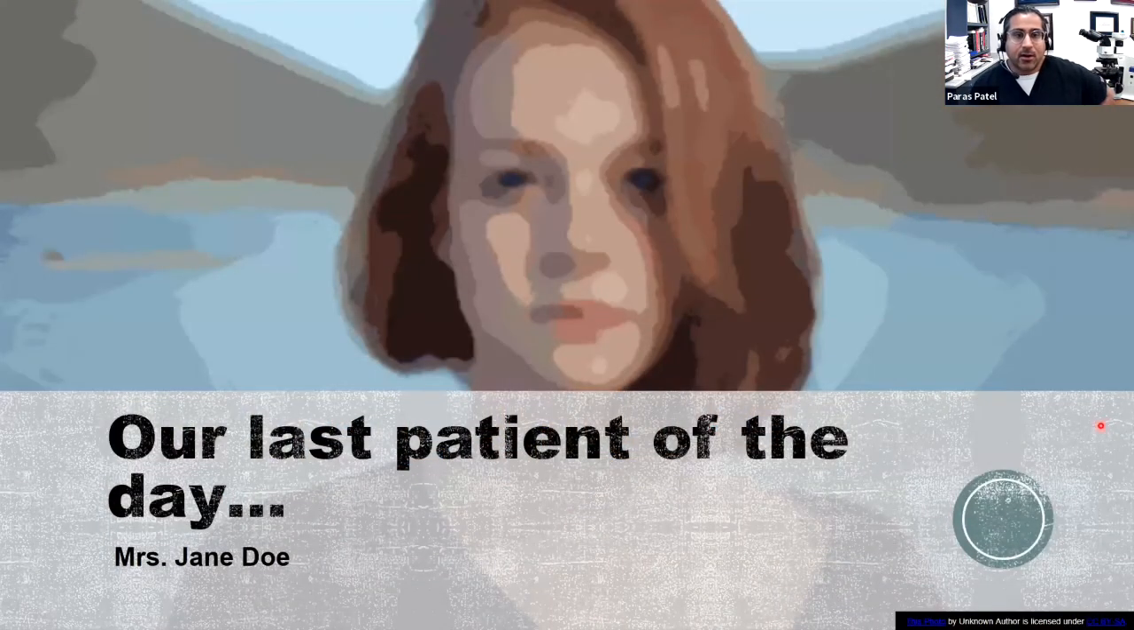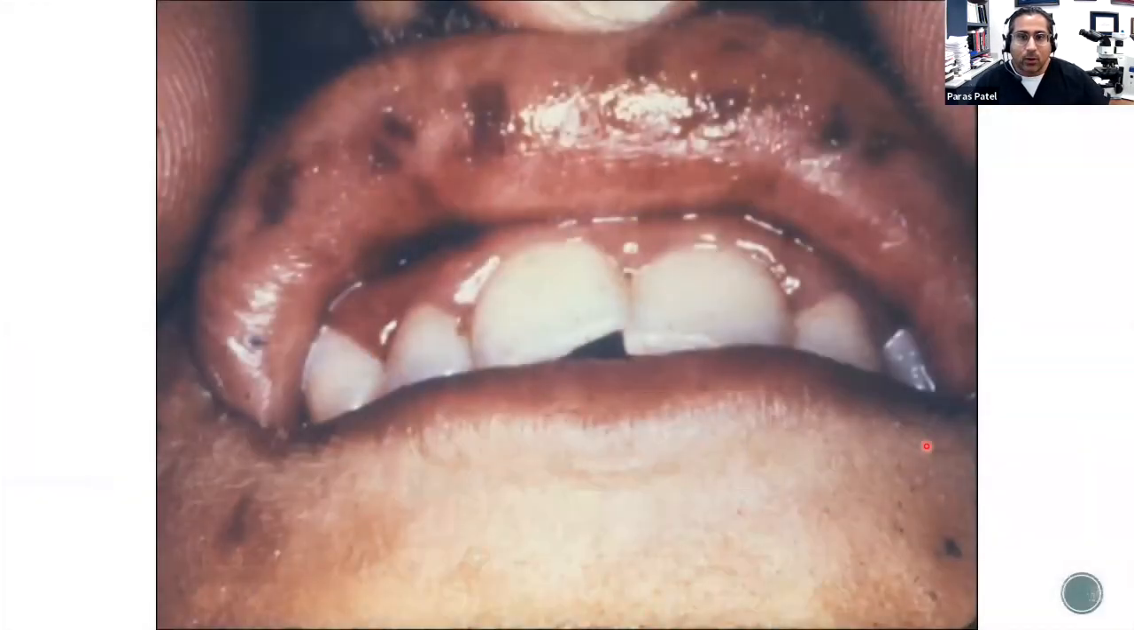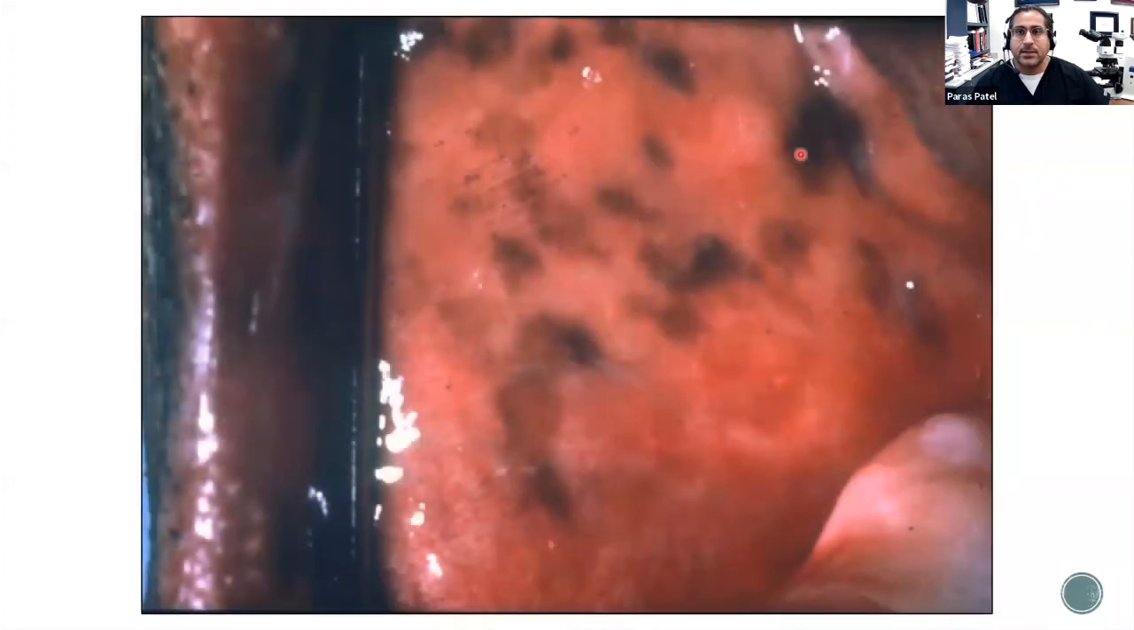All right, our last patient of the day. Man, we've been through some pretty tough cases today. So this is Mrs. Jane Doe, and intraorally as well as extraorally, she's presenting with these pigmented lesions, okay? And it looks like she has a couple of lesions on her upper lip. Oh my goodness, we look inside her mouth. She has all these macular pigmented lesions in her oral cavity.